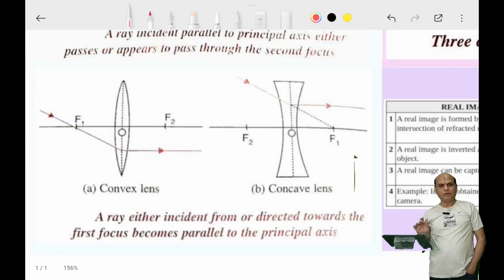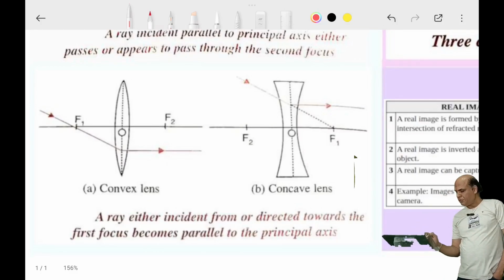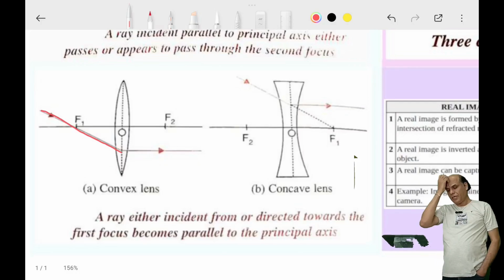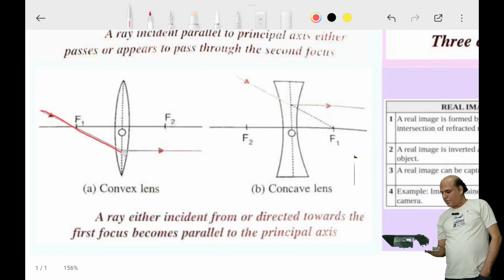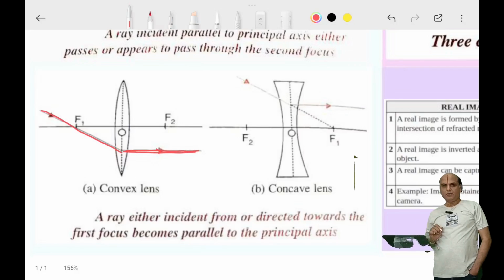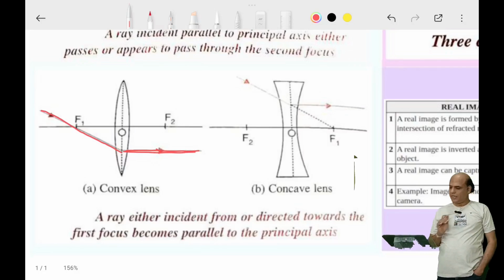The last kind of light ray is, suppose the incident light ray passes through the focal point and reaches the lens. After refracting through the lens, the incident light ray is refracted parallel to the principal axis. So this refracted ray is parallel to the principal axis. This is the third kind of principal light ray.